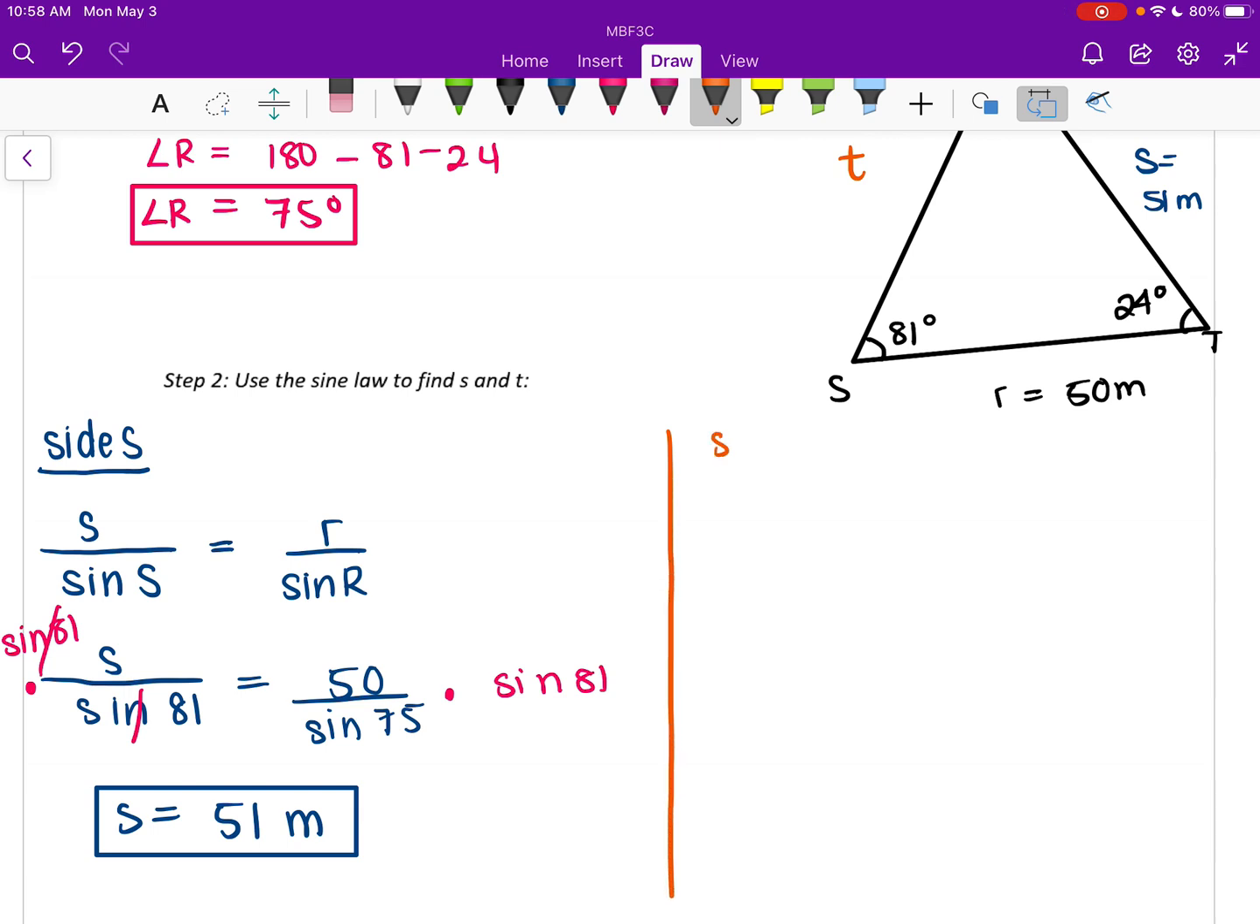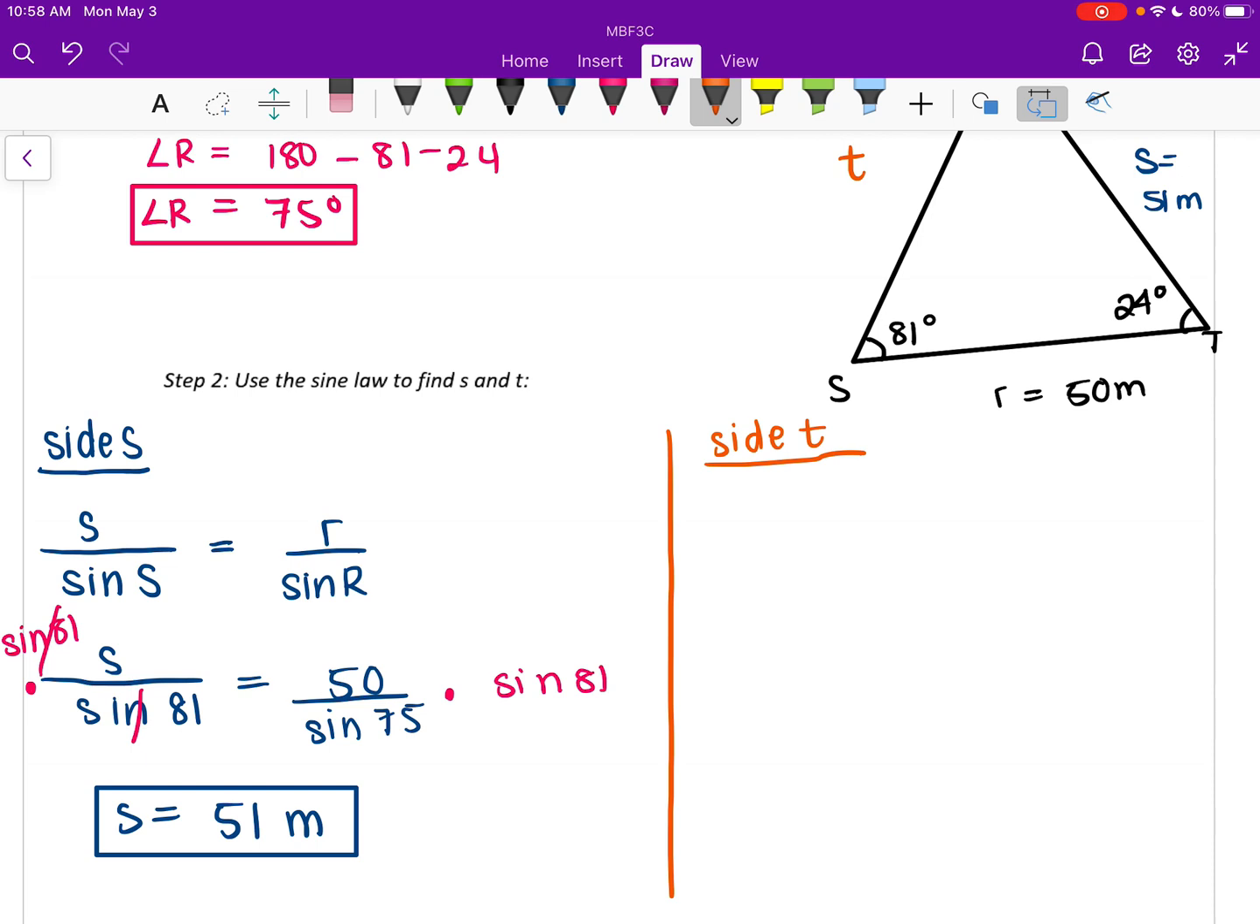And we'll use orange to do T. And we're going to do the same thing. Always use your original side, so try to just continue to use R. You could, in theory, use side S to find side T. But I wouldn't recommend that.